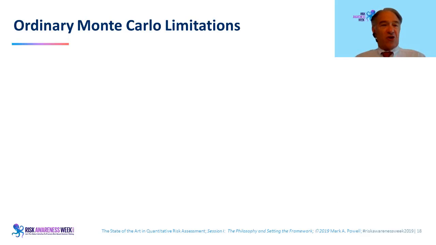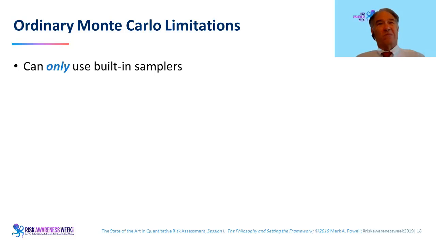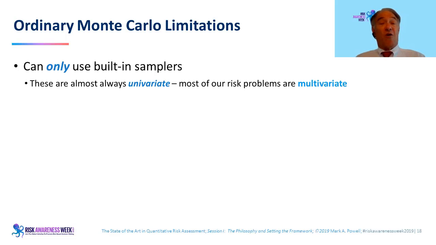Now, there are some limitations of ordinary Monte Carlo. We've already talked about the numerical method errors. First off, you can only use built-in samplers with ordinary Monte Carlo, or a grid if you want to create that grid. As I mentioned earlier, for most of our problems, a complex n-dimensional grid is too difficult to do. These samplers are almost always univariate, for a single variable. Most of our problems, our risk problems in the real world, are multivariate.